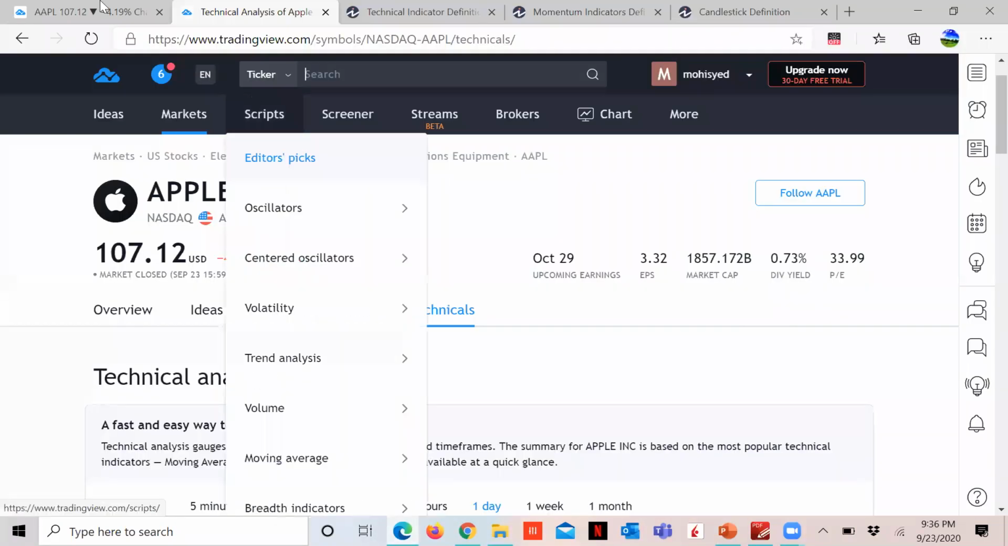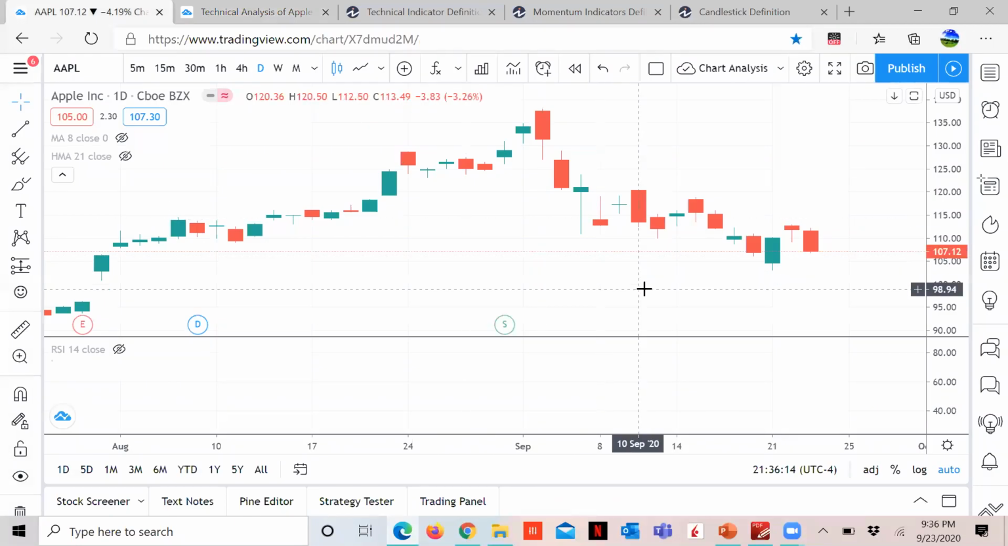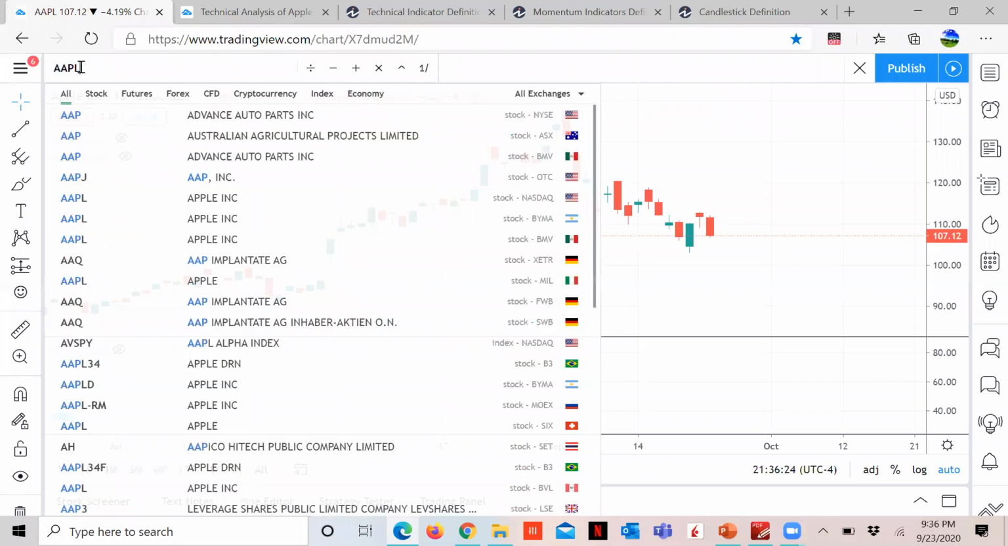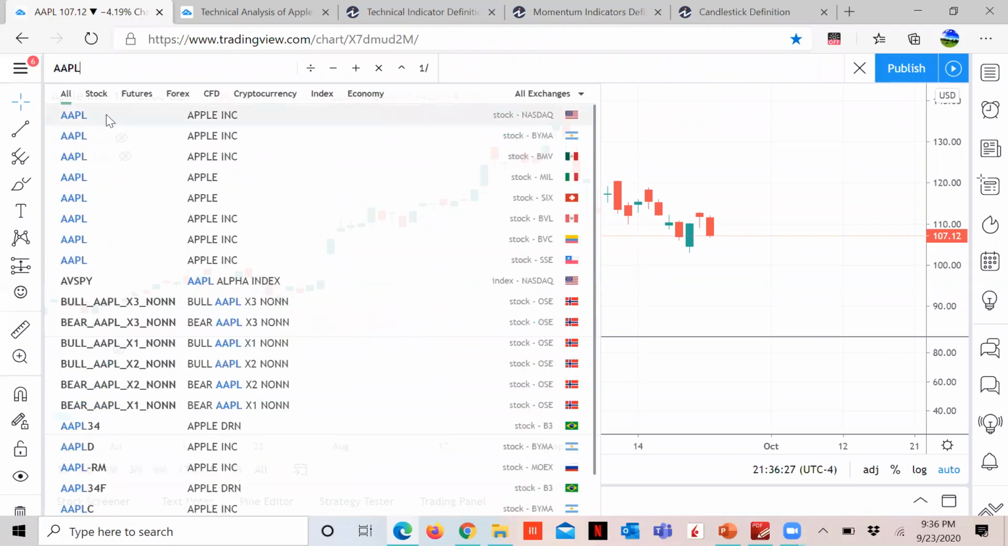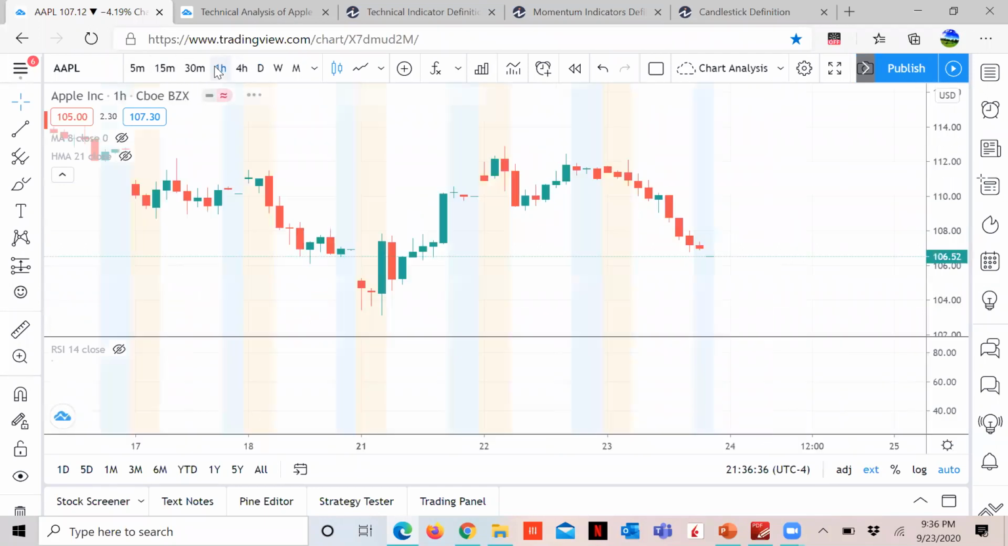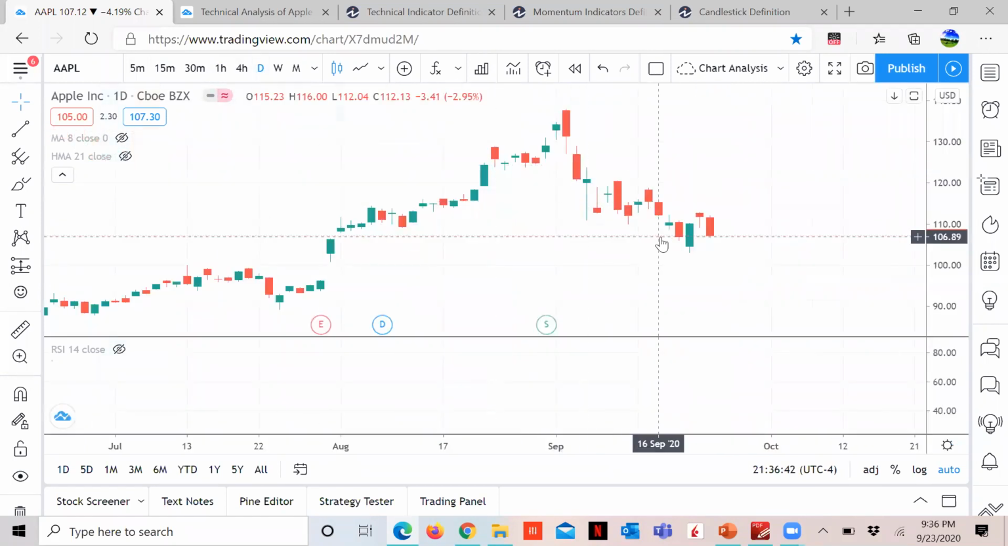Let's try to look at Apple since we are at this page. So if you look on the top, this is where I input whatever ticker symbol I want to look at. So I chose AAPL, Apple. And then these are the durations. So if I click on the hourly chart, it shows me the hourly data. If I go on the day chart, it shows me the daily data.